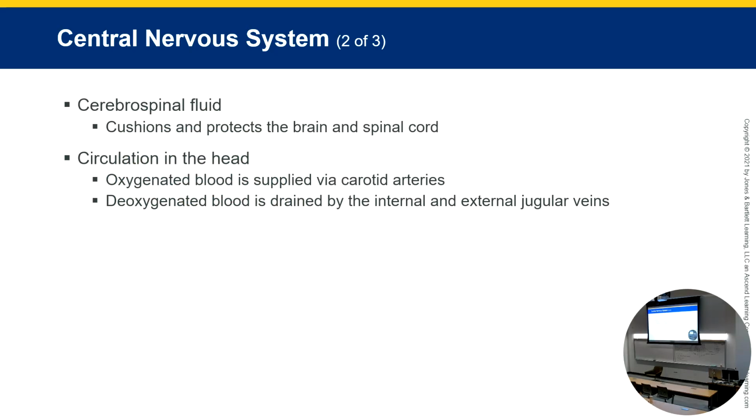Cerebral spinal fluid, okay? That's kind of like the medium in which those electrical impulses are going to travel. It surrounds the brain and the spinal cord. It also acts as a cushion as well. So it has multiple purposes and functions. Circulation in the head: oxygenated blood is supplied via the carotid arteries. Deoxygenated blood is drained by the internal and external jugular veins. Perfect.